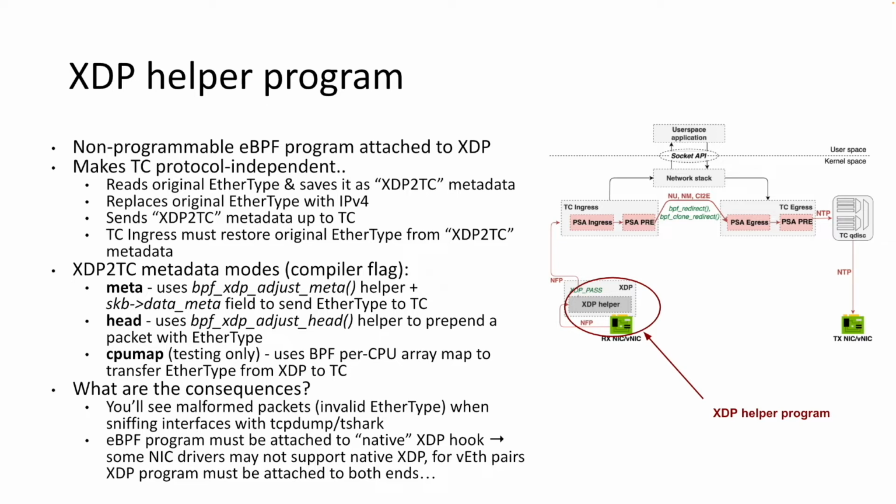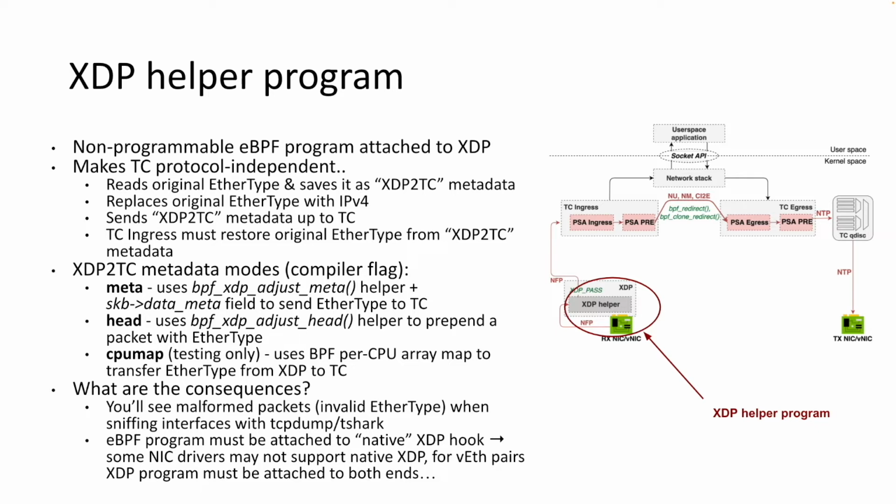Now, how does XDP helper program send XDP to TC metadata to the TC layer in out-of-band fashion? We support 3 alternative modes for that. The default mode is called meta, and it uses the BPF XDP adjust meta helper to put the original Ether type in a field called data meta. This data meta field is transferred by the Linux kernel from XDP to TC, and this is basically a common way to share state between XDP and the TC layers.